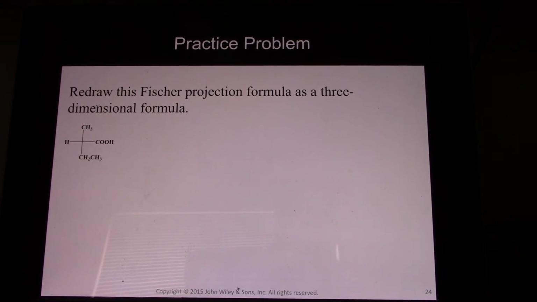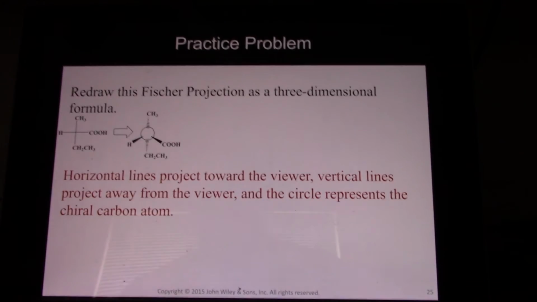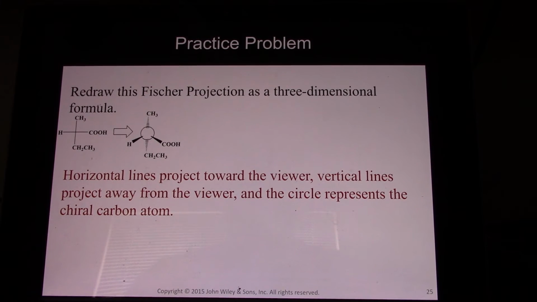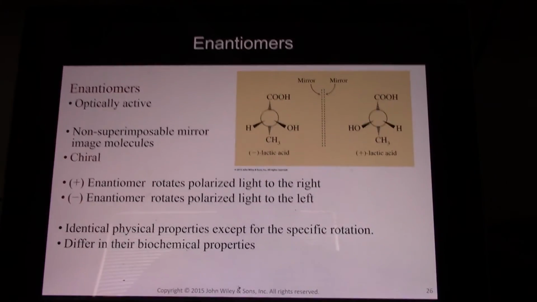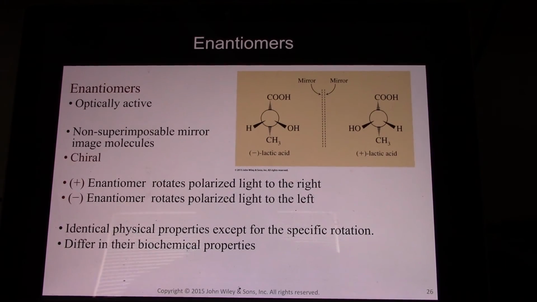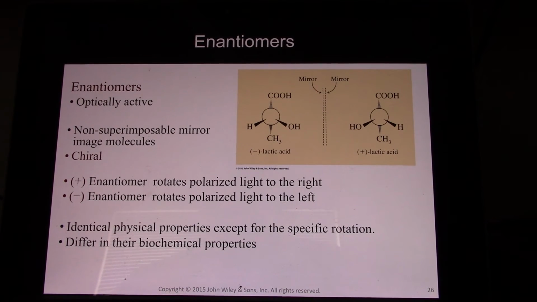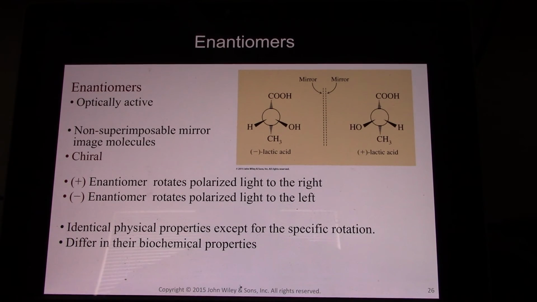So redraw the Fischer projection as a 3-dimensional formula. Again, the horizontal bonds come towards you, forward from the screen as the solid wedges, and the vertical bonds go backwards behind the screen as dashed wedges. Enantiomers. These are optically active. They are non-superimposable mirror images. They are chiral.